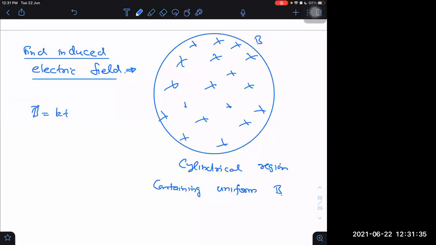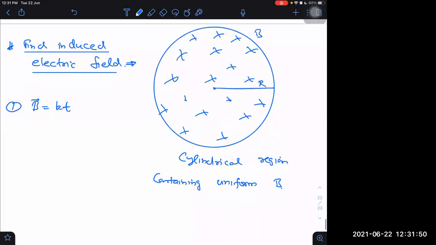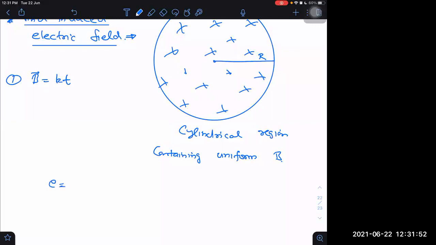B is given as K into t, case 1. I can give finally K by t so that it is decreasing with time. I'm assuming it to be increasing with time. What will be the direction and the magnitude of the induced electric field? First, you find out the EMF. EMF is very simple. Radius is given, R. EMF, you already know, is d phi by dt. Flux will be B into pi R square. That will be equal to this thing. This thing is EMF.